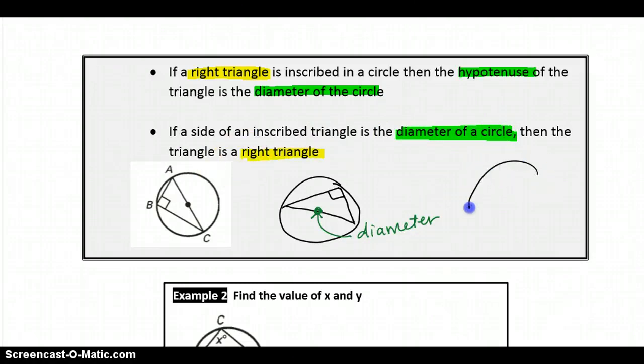So if you have a circle and you draw a triangle inside of it going through the center of the circle, making that a diameter, no matter how you draw the rest of that triangle, it has to be a right triangle. And the angle opposite the diameter is a right angle.